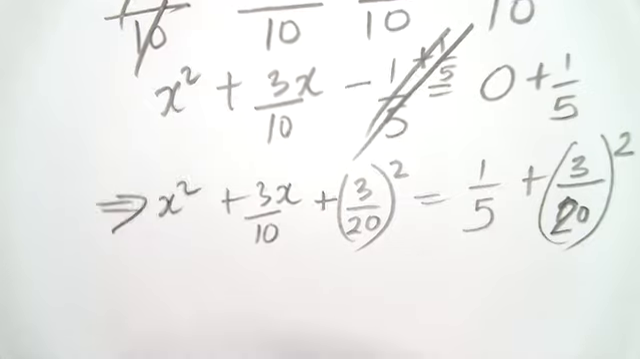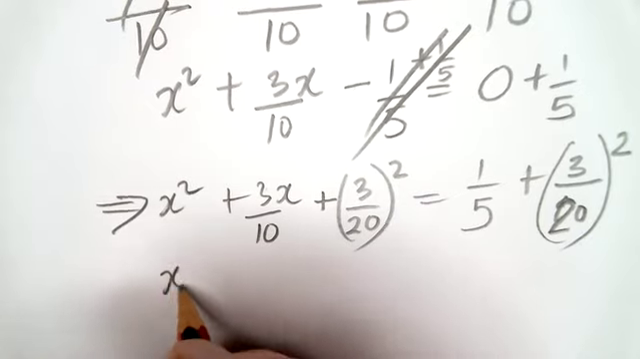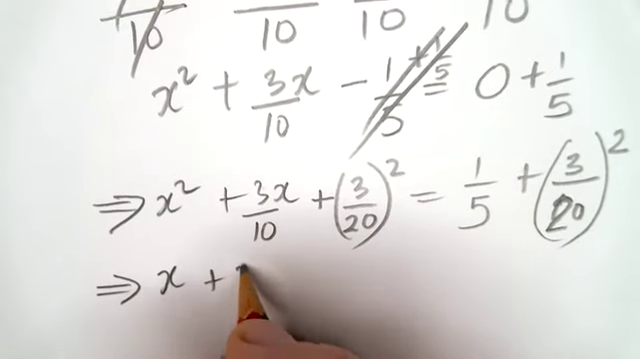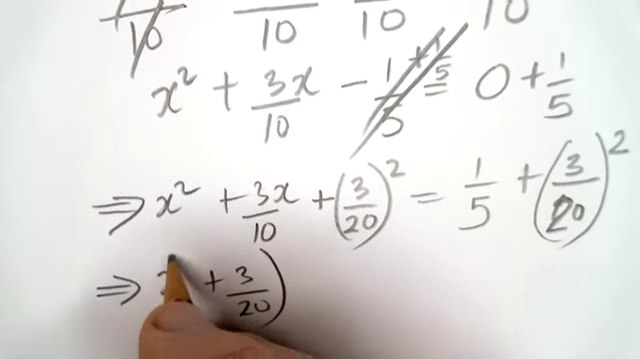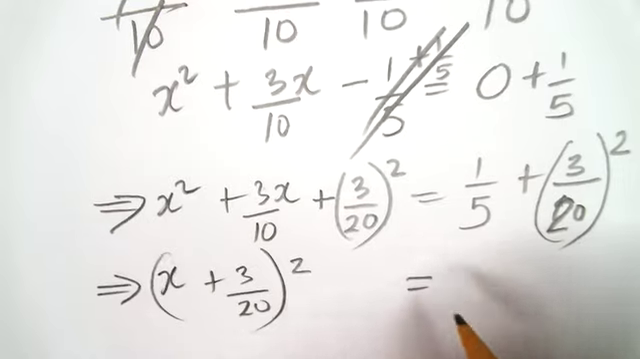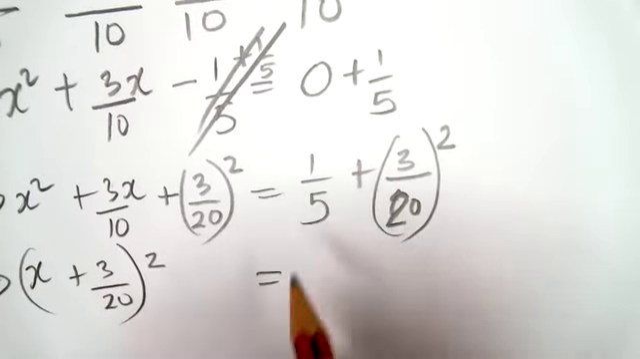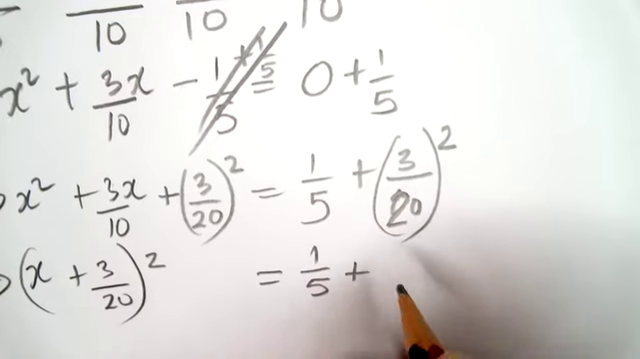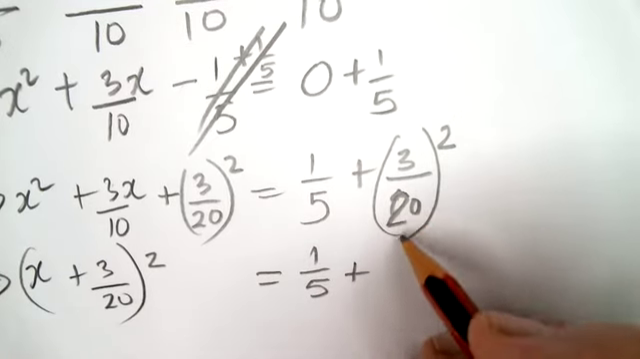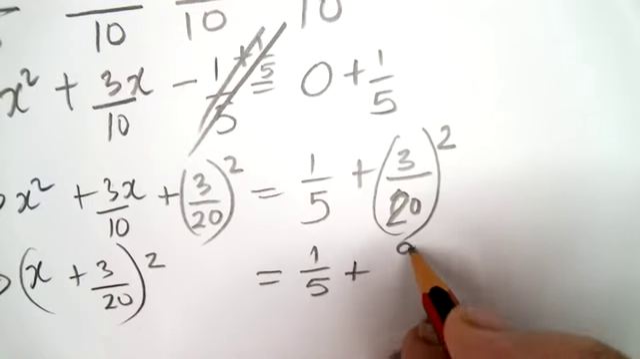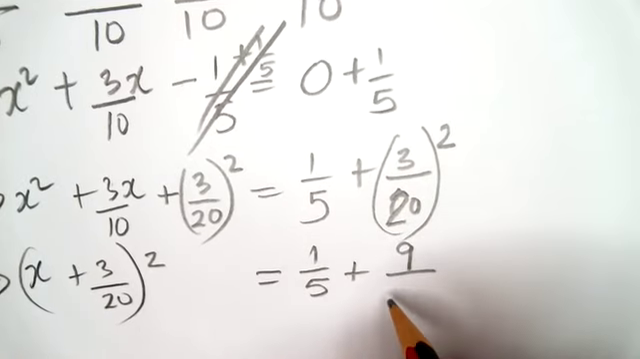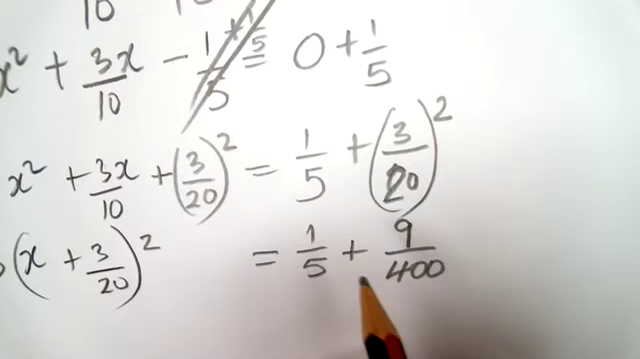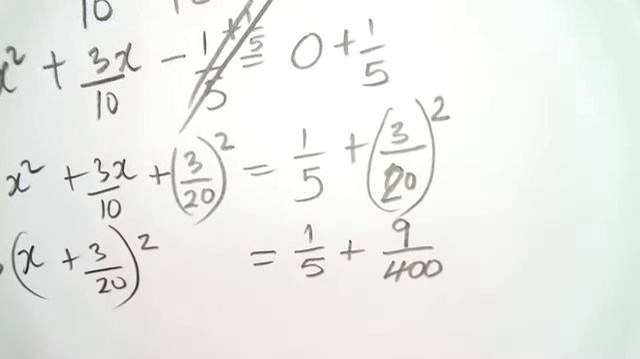So now, nice and simple, I can take the x, that implies that x plus 3/20 all squared is equal to, and I've got to reconcile this bit on the other side, 1/5 plus, and I'm going to go ahead and square this now. Well, 3 squared is 9, 20 squared is 400. And there we are. So I'm just going to add these two together, and if you weren't sure, I can just do it on the calculator.